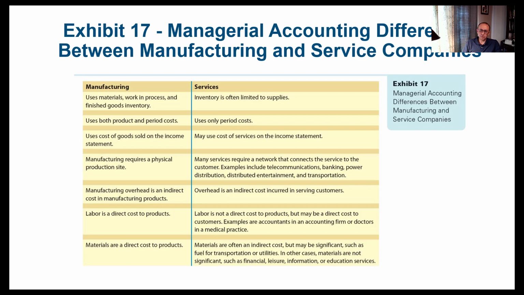In manufacturing also, materials are a direct cost to products. In services, materials are often an indirect cost, but maybe significant, such as fuel for transportation or utilities. Think about bus services or airplanes, airlines. In other cases, materials are not significant, such as financial, leisure, information, or education services.